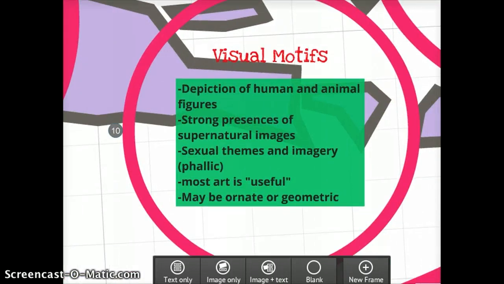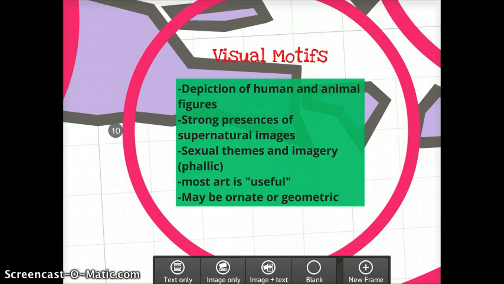So for visual motifs, you're going to see a depiction again of a lot of human figures. You'll also see animal figures. This is pretty common in regions of Oceania like New Zealand and maybe some of Hawaii, kind of Polynesian regions may have a lot of that. There's a strong presence of supernatural images, as we talked about, so, depiction of magic. There are a lot of sexual themes and sexual imagery. There's a lot of things that are kind of phallic. You'll also see a lot of monoliths in this type of art, a lot of huge stone figures, so that might be another tip-off that something is from this region of the world.